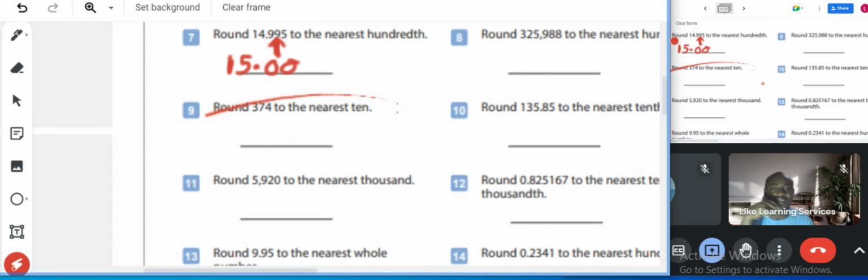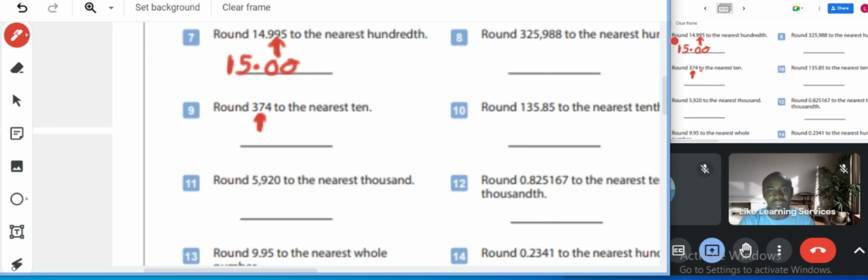Interesting. Okay. So this one says round 374 to the nearest 10. Where are we supposed to stop? 7, because 7 is the tens. 4 represents units, 7 represents tens. So we are stopping at 7, isn't it? Yes. We stop at 7, which is the tens.